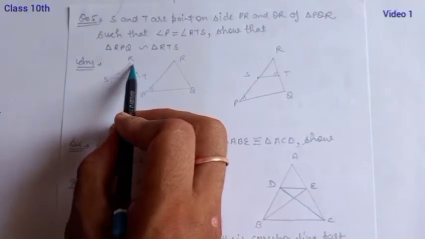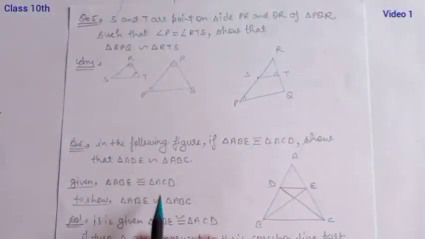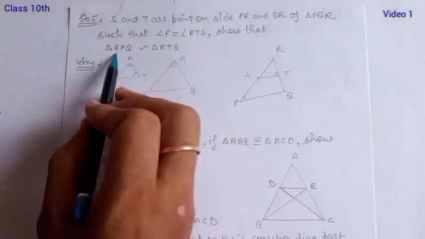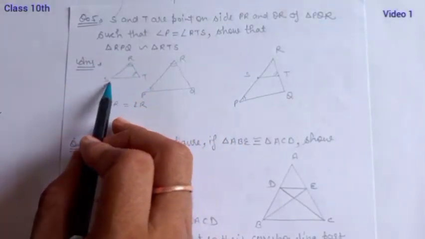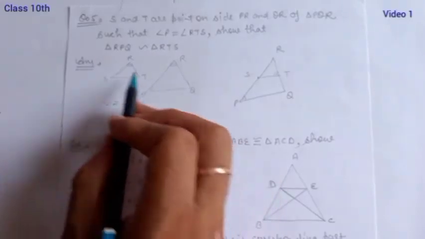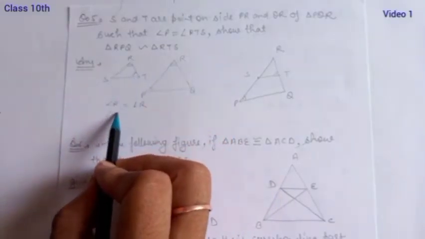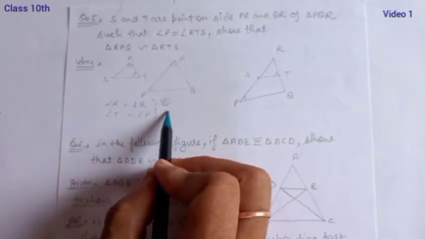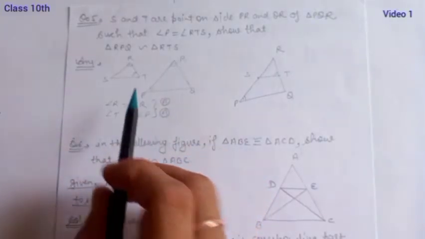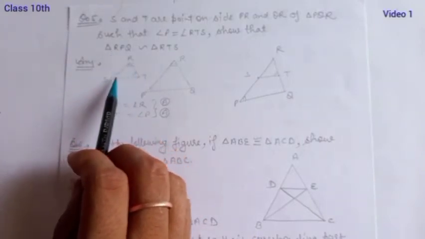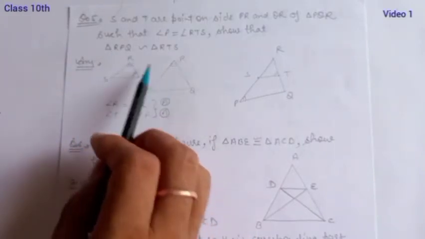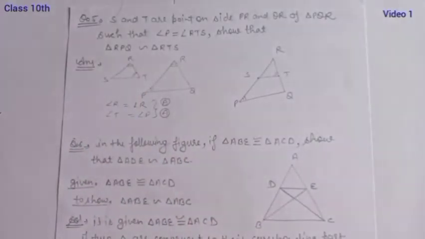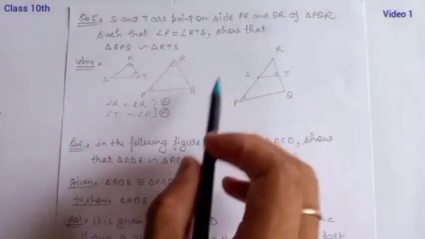So angle R is common in both triangles, so angle R is equal to angle R in triangles RST and RPQ. Second thing, this angle T is equal to angle P. So student, by the AA criterion, triangles RPQ and RTS are both similar. So students, now you are able to write the statement for this question.